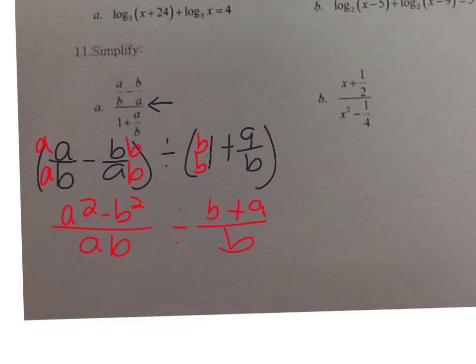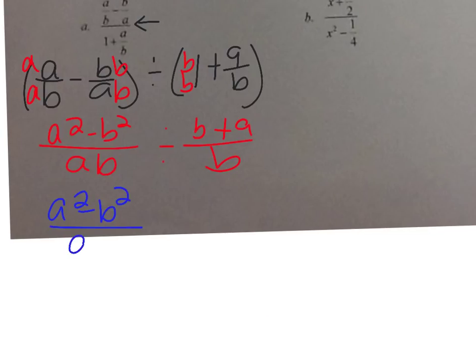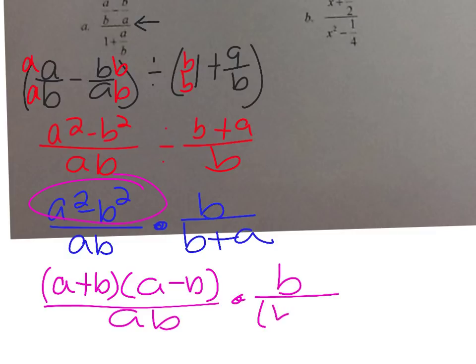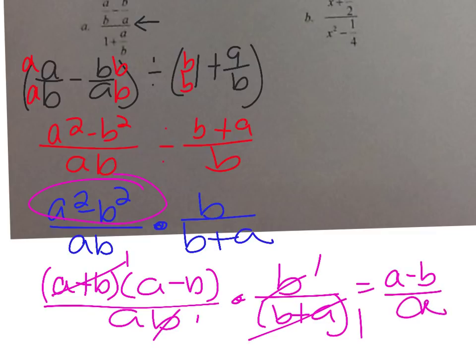Now I could do same change flip. I get a squared minus b squared over ab times, flip it, b over b plus a. Now we can factor, this is factorable. That's the difference of two perfect squares. That's a plus b times a minus b over ab times b over b plus a. A plus b and b plus a, same thing, they reduce to 1. B and b reduce to 1 and 1. So I'm left with a minus b over a.